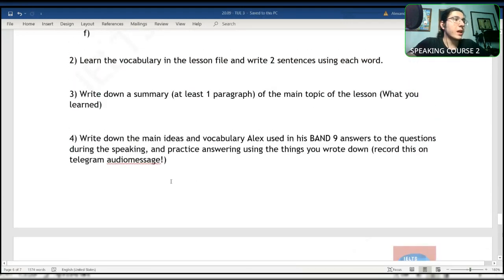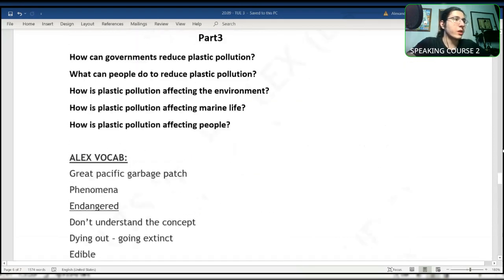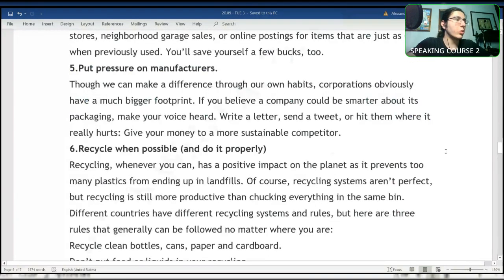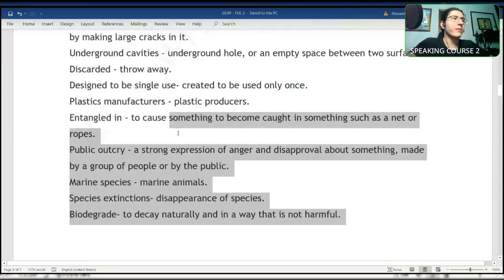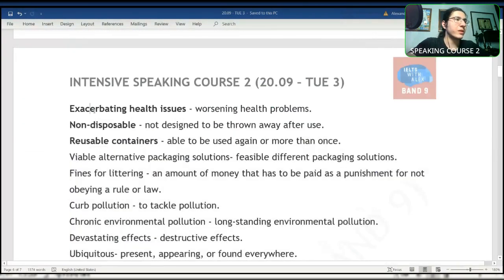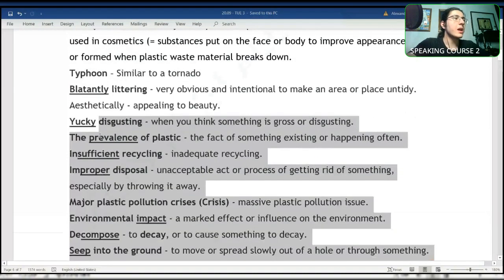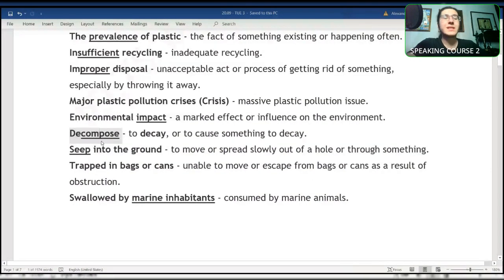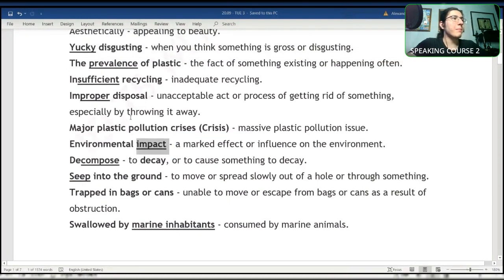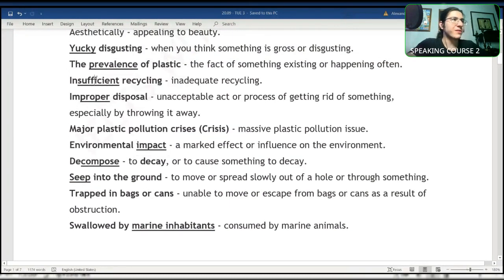Yeah, that's it for today. Remember to do your homework and watch the videos. They are also great as usual. We learned a lot of useful vocab. Learn all this vocab as well. I don't think you have to write the sentences for it, but at least for these ones, you have to write the sentences. Learn the words that I underlined. For example, compose, decompose, seep, impact, proper, improper, sufficient, insufficient. Learn all of those. It'll be helpful for you.